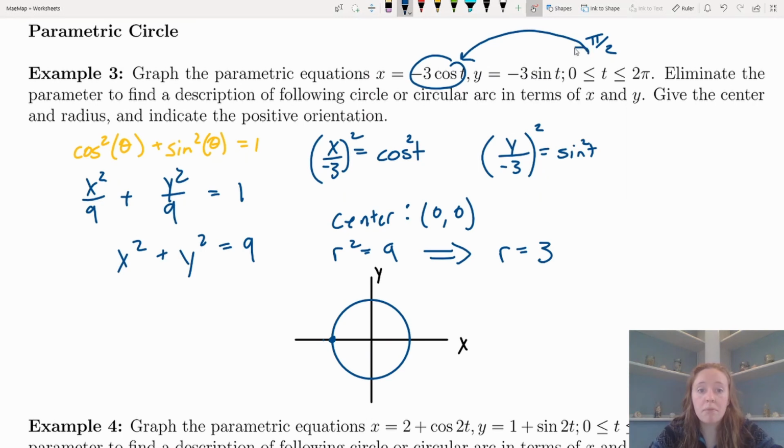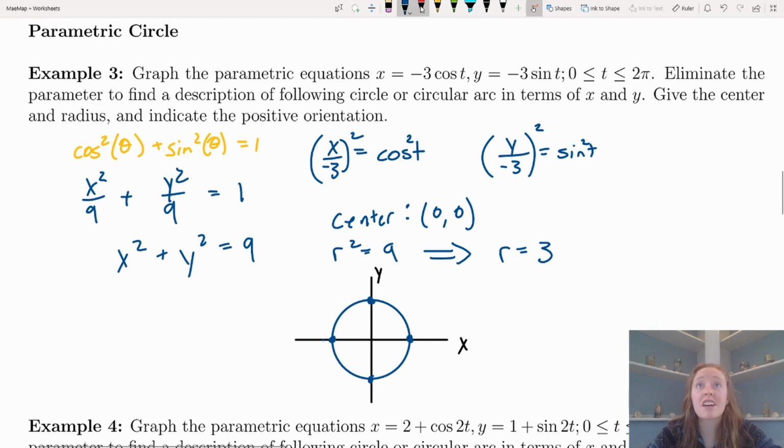Now I'm going to plug in pi over 2 in for t to figure out, am I going to be positive for y or am I going to be negative for y? Plugging in that pi over 2 for t, the sine of pi over 2 is a positive 1, but I'm multiplying it by a -3. So my next point will be here. And then I'll go to pi, which would give me this point here. 3 pi over 2 would give me this point here, and then 2 pi.